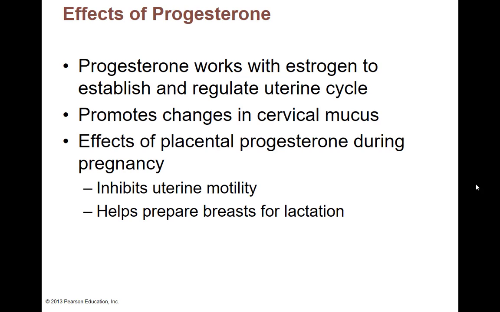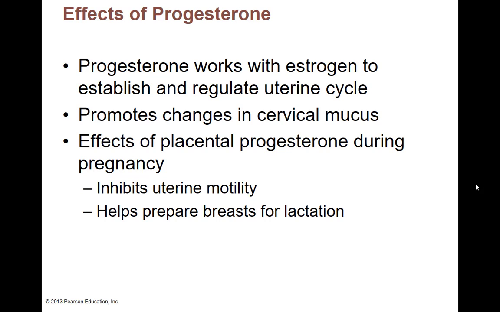Progesterone, its main job, it works with estrogen, and it helps maintain your uterine cycle, the building up of the uterus, the sloughing off between the two of them. The progesterone also promotes changes in your cervical mucus, whether it wants to be thicker to block bacteria and sperm from getting through, or thinning around the day closer to ovulation so that sperm can get through.